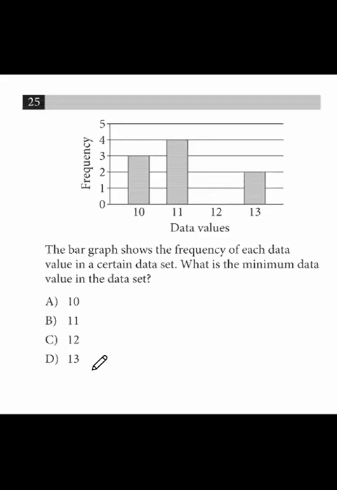Okay, so for question 25, the bar graph shows the frequency of each data value. What is the minimum data value? In this case, it's not asking which one of these has the lowest frequency. It's asking which data value is the smallest. In that case, it would just be 10. 10 is the smallest value out of these four, so the correct answer is A. It is not asking for which has the lowest frequency. It is asking for which one is the smallest.